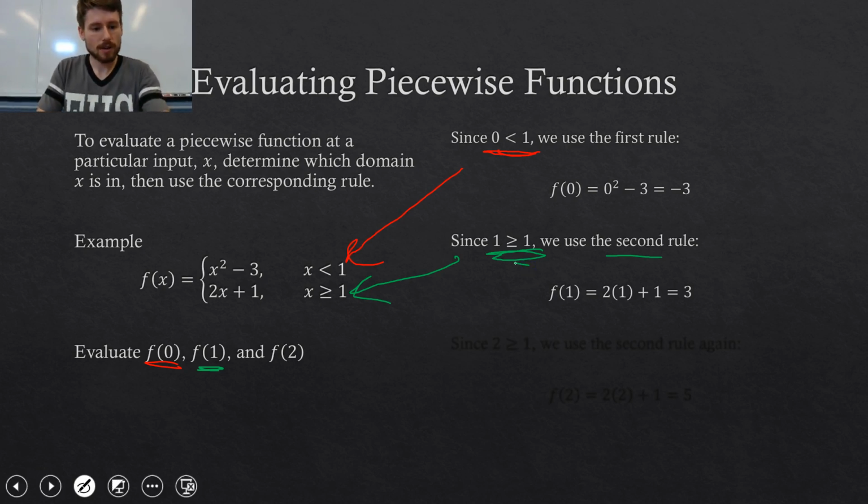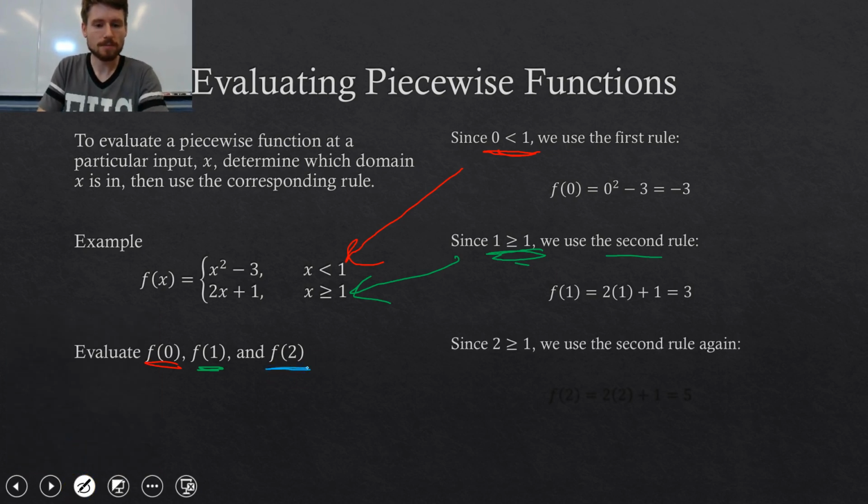And now let's try to evaluate f of 2. So f of 2, what is that going to be? Well, is it in the first domain or the second domain? 2 is not less than 1. It is greater than or equal to 1. So that means we're also going to use the second rule, just like we did for f of 1. And we plug 2 into that linear equation, and that's going to give us 5 as the answer.